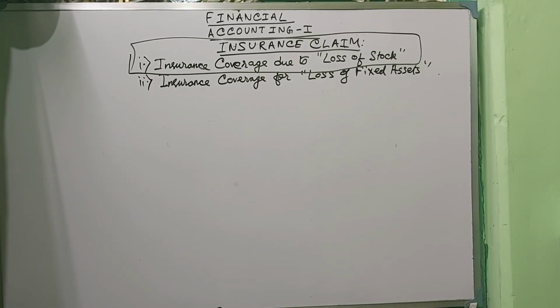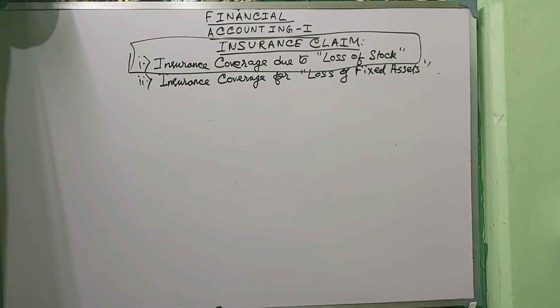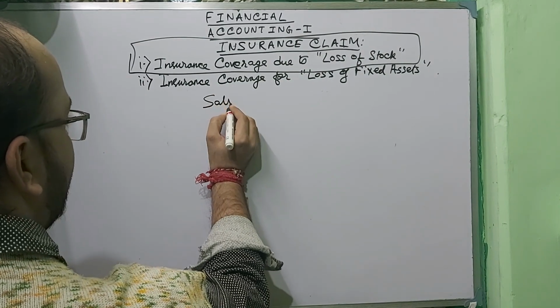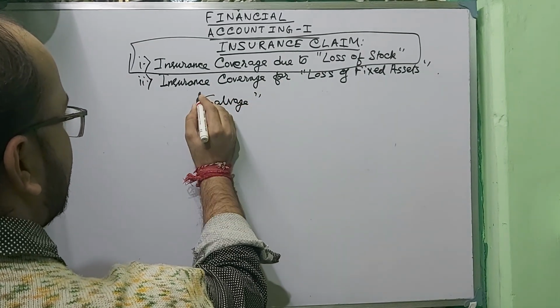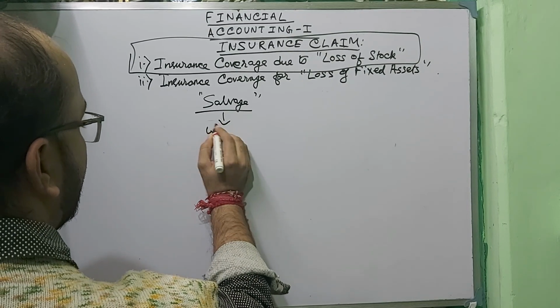After calculating the gross profit, you have to calculate the GP rate or gross profit rate, which is gross profit by sales into 100. You know that from your ratio analysis. After that, if there is any salvage value, the term stock salvage refers to the quantity of stock that the entity managed to save from the accident. Stock salvage. The term salvage is basically what you save.